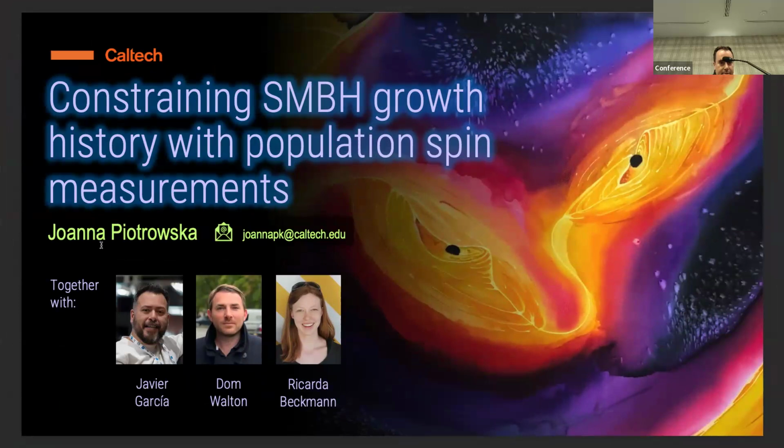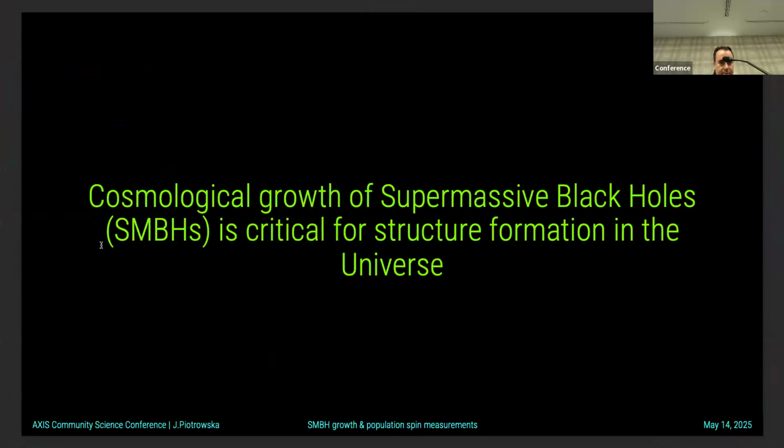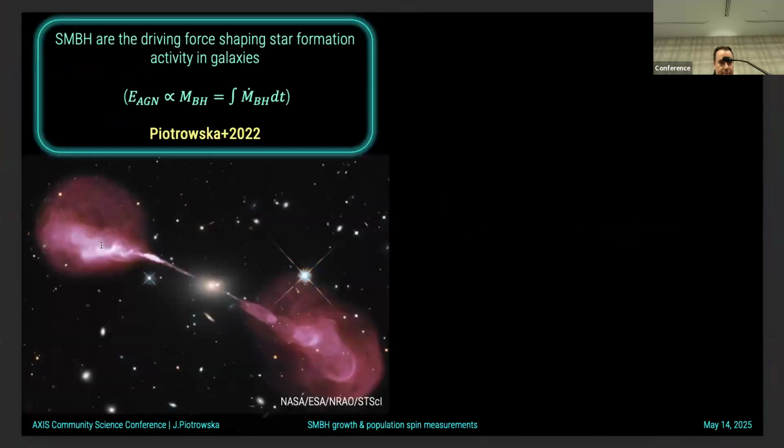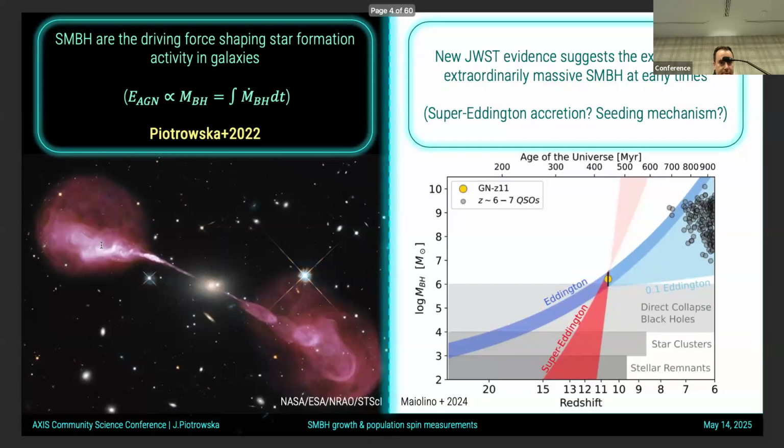So, in the spirit of talking about black hole growth and spin, I think I don't need to convince anyone in this room that cosmological growth of supermassive black holes is critical for understanding how the universe evolves, as has been beautifully argued by Priya earlier today. And I myself have a vested interest in this because, as we all know, supermassive black holes are critical to the evolution of their galactic hosts, and there is no way you can learn much about feedback if you don't know the energetics about it, and hence how exactly it's fed across cosmic time.